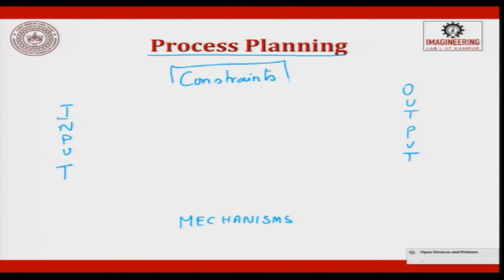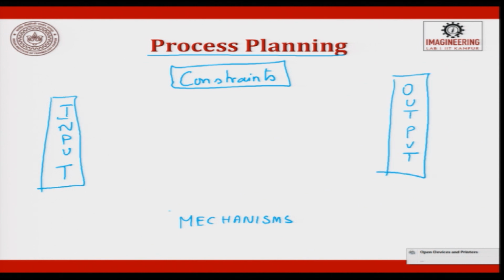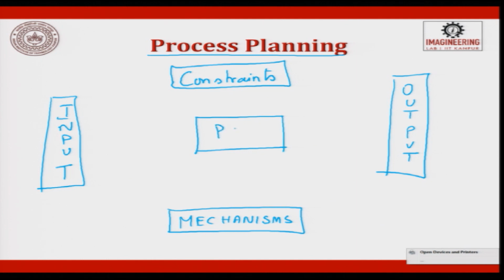So, constraints, as I told you, gave an example of cooking: inputs, then you will have outputs, then mechanism. So, here is a process plan. What are all the inputs required? He has to have the knowledge of every process. He has to understand the facility layout. He has to understand where the machines are, how the machines are, how much time this takes.